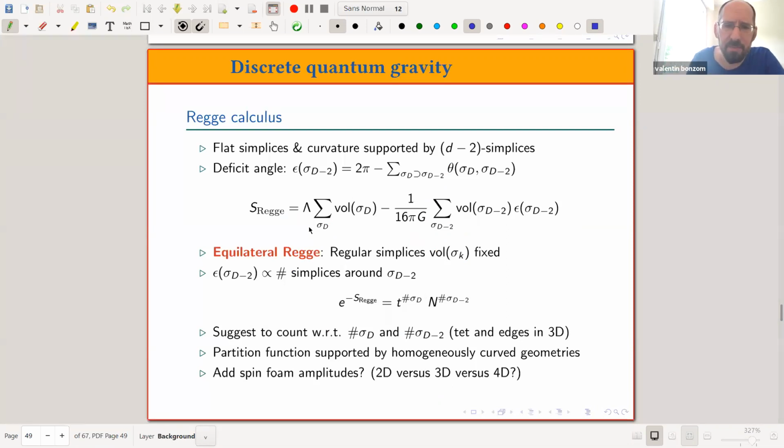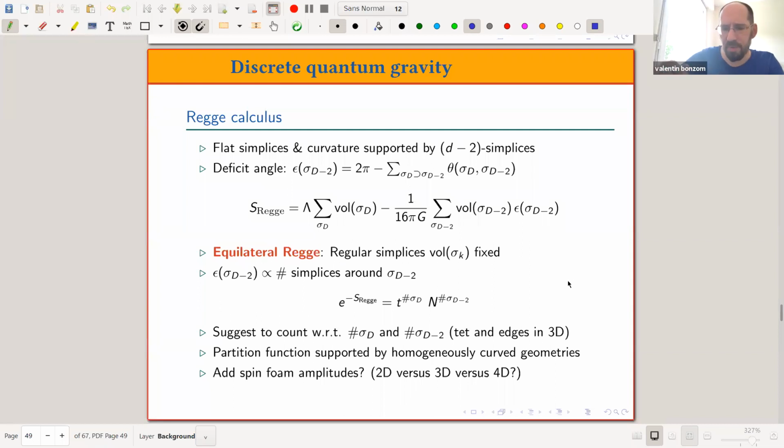So here's the Regge action that I already wrote. And the usual interpretation in dynamical triangulations is to say that we have equilateral Regge, meaning that all simplices are regular. So the volume of each simplex is fixed. Also, the deficit angle becomes proportional to the number of simplices around the d minus 2 simplices. Simply because the simplices are equilateral, so all dihedral angles are fixed. So the deficit angle is just proportional to the number of simplices around it.